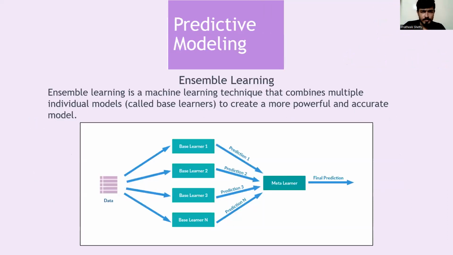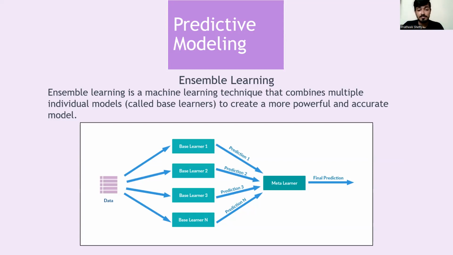Predictive modeling. I've used ensemble learning. Ensemble learning is a machine learning technique that combines multiple individual models called base learners to create a more powerful and accurate model. The ensemble model makes predictions by aggregating the predictions of its base learners, often using methods such as voting or averaging. By leveraging the diversity and complementary strengths of multiple models, ensembles can improve generalization and robustness, leading to better overall performance.